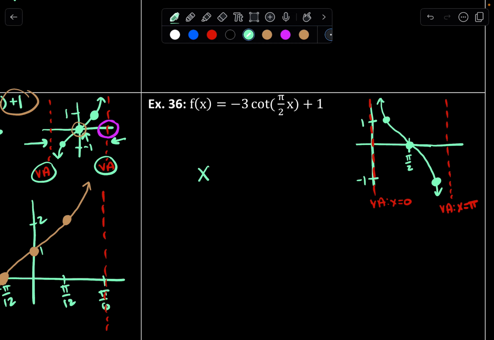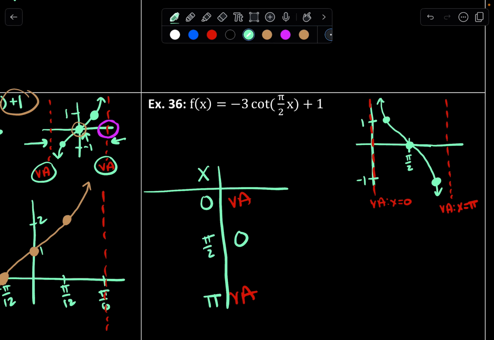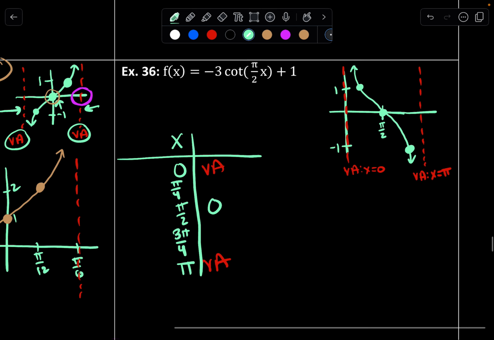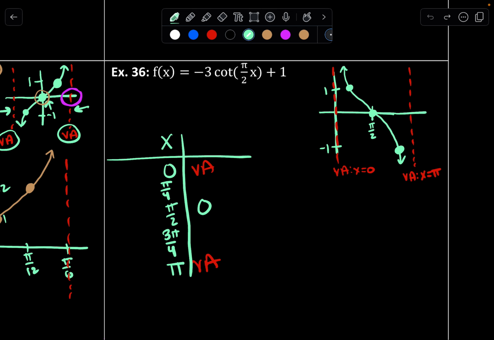All right, so we'll have the inputs. For cotangent, we're going to go from 0 to pi, and those will be our 2 vertical asymptotes. And then we have that x-intercept at pi/2, so that'll be 0. And then we'll be at -pi/4, and then, I'm sorry, not -pi/4, I'm thinking tangent. That should be pi/4 and 3pi/4. So for tangent's table, we were always increasing. For cotangent's table, we are going to decrease. So you should be going from 1 to -1.